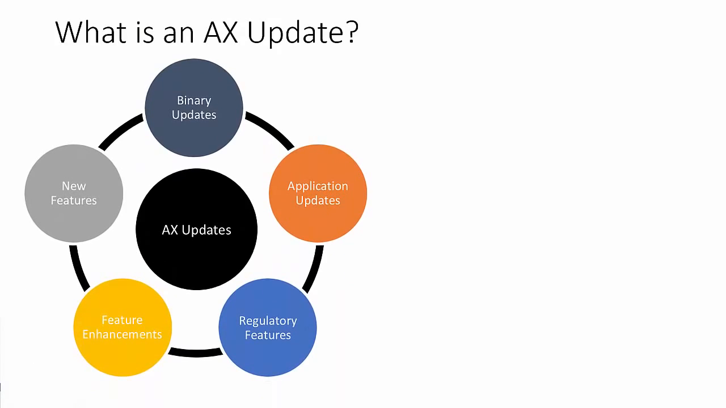What exactly is an update? An AX update can be a binary update or an application update. Updates can contain regulatory features, new features, or changes to existing features. Whenever an update is applied on an AX configuration, there could potentially be code conflicts that would require manual effort for resolution.